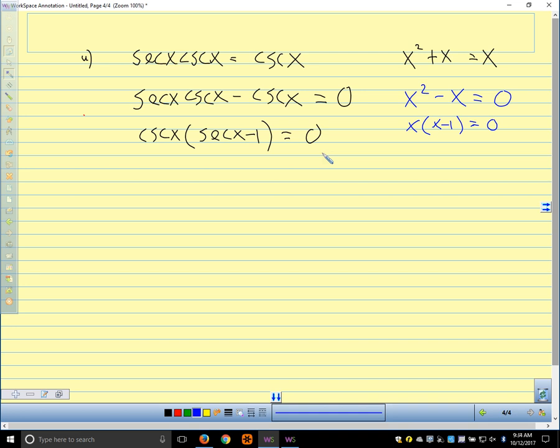What does one of them have to be? 0. So we set each of these, like when we have two sets of parentheses. We're going to say cosecant x equals 0 or secant x minus 1 equals 0. So we split this into two possibilities. Well, this is saying 1 over sine x equals 0. Is 1 over sine x ever equal to 0? No. So this one gives us no solution.